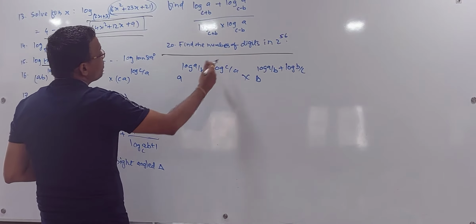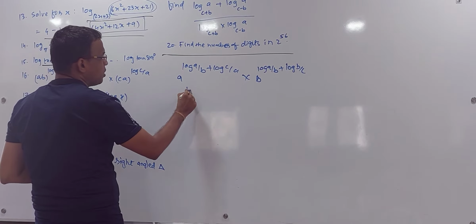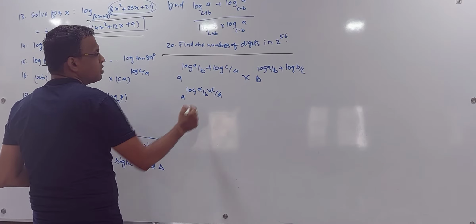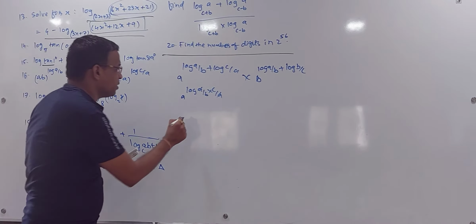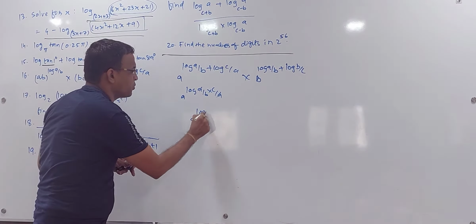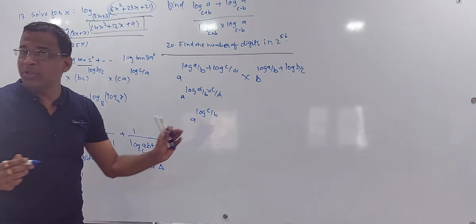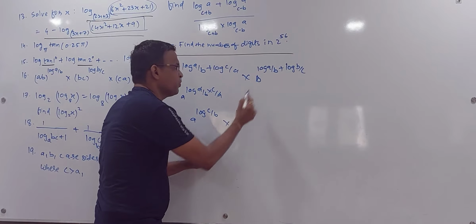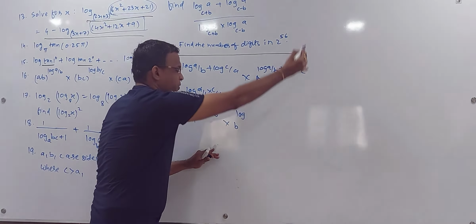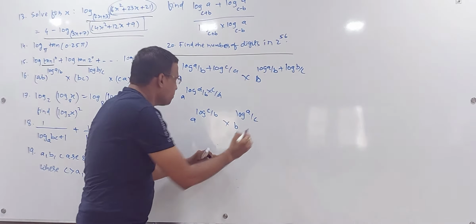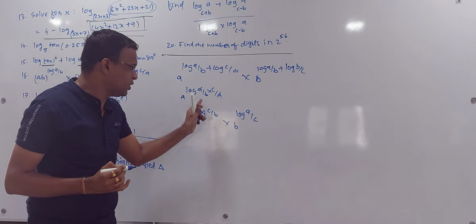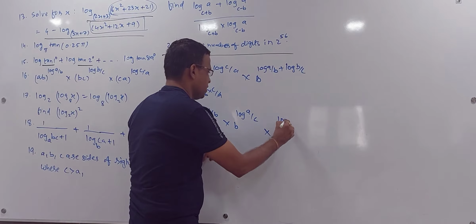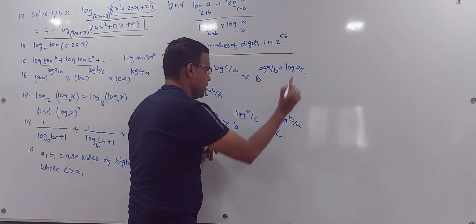Fine. Now log m plus log n is log mn. A by B into C by A. So A gets cancelled, C by B. So I hope now you got the pattern. A power log C by B. I hope this is fine. Into B power anyone. B gets cancelled, A by C, log A by C. So my cycle is A, B, C, B, C, A, C, A, B, isn't it?